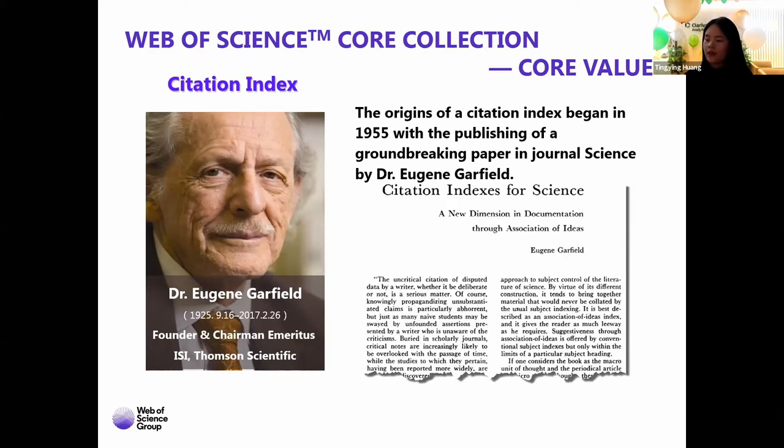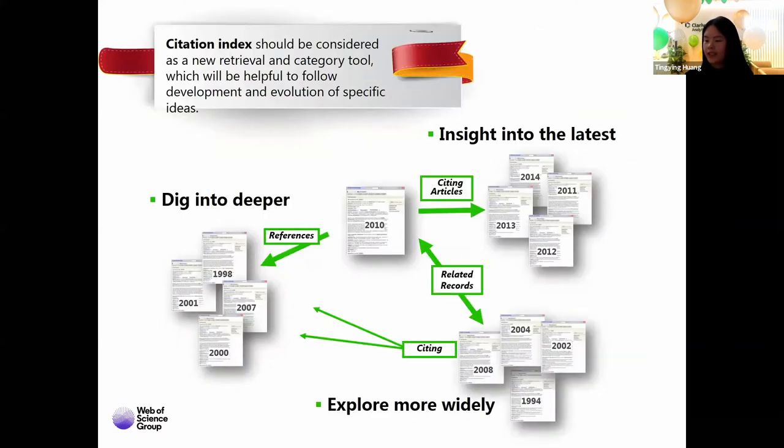Let's talk a bit more about the citation index with this picture you can see here. The fundamental concept of Web of Science is to provide a citation index between published works on a multidisciplinary scale. Whenever a paper is cited, a topical link is created between the citing article and the cited references.